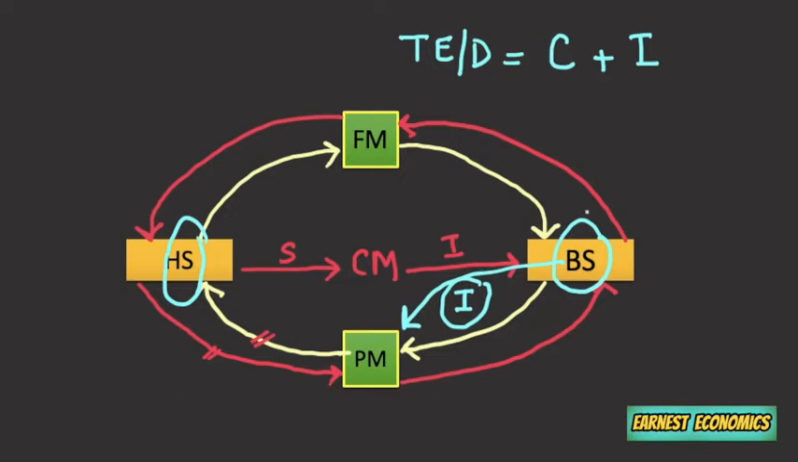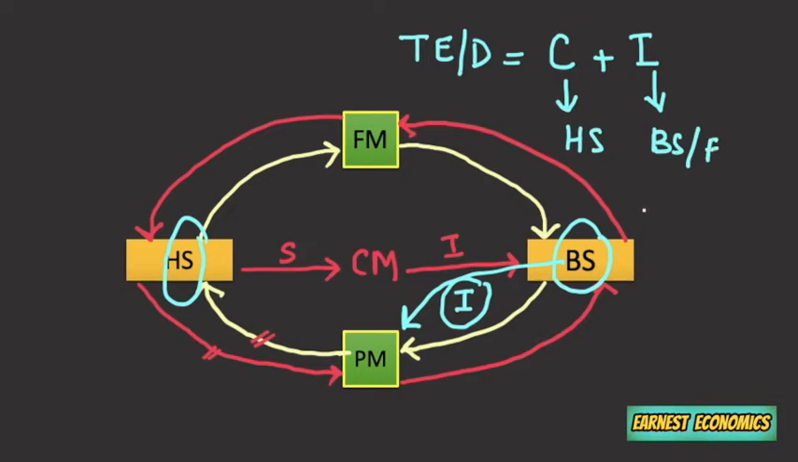So I hope that these things are clear, that in the two sector model we have two components of the total expenditure or demand. One is the consumption expenditure, which is by the household sector, and the second is the investment expenditure, which is by the business sector, or by the firms or the productive sector.